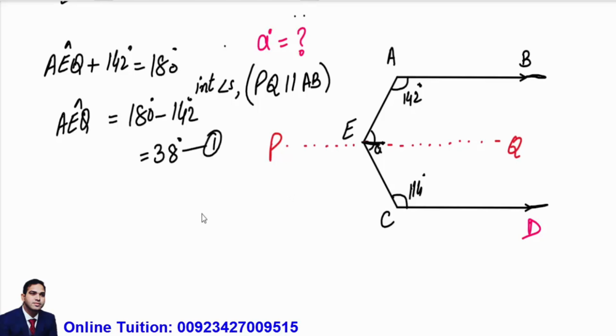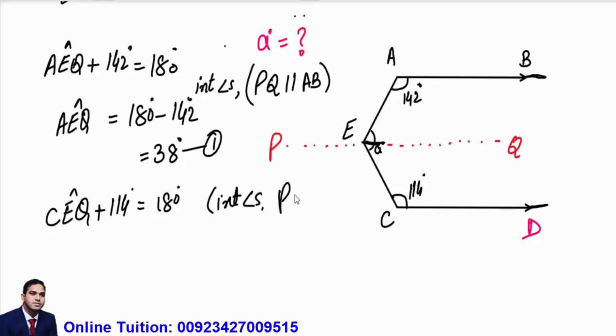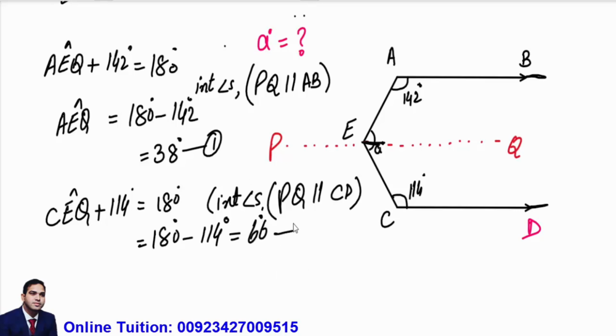This is 1. Similarly, CEQ plus 114 degrees is equal to 180 degrees, because internal angles are equal to 180, and PQ is parallel to CD. Now, 180 degrees minus 114 degrees is equal to 66 degrees. Now this is 2.